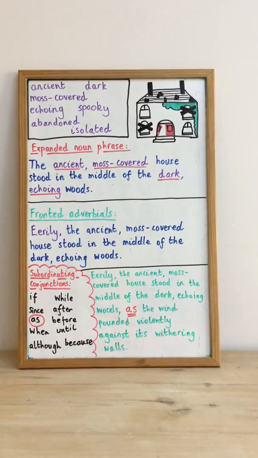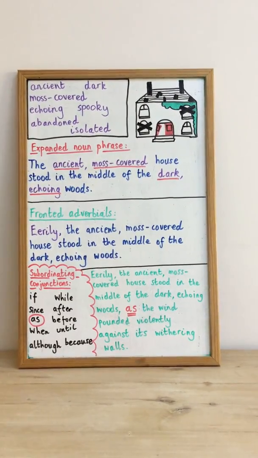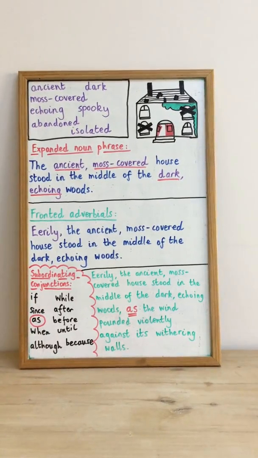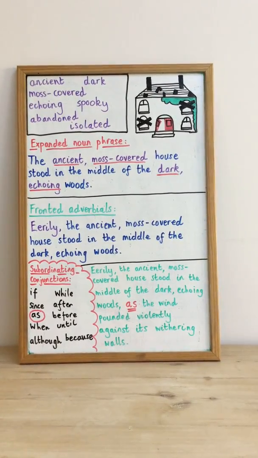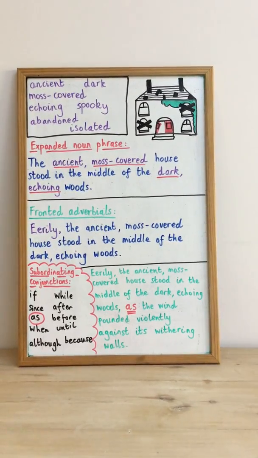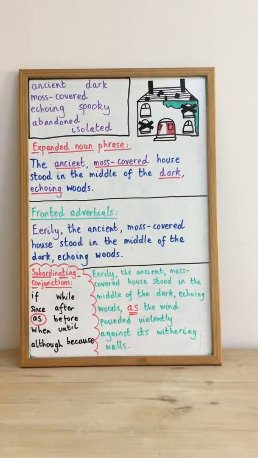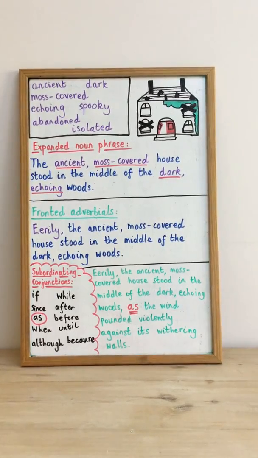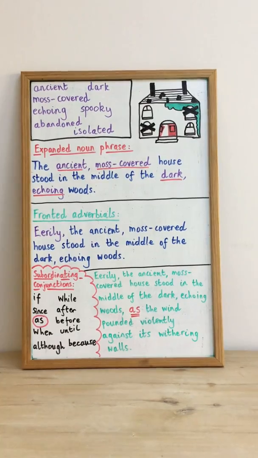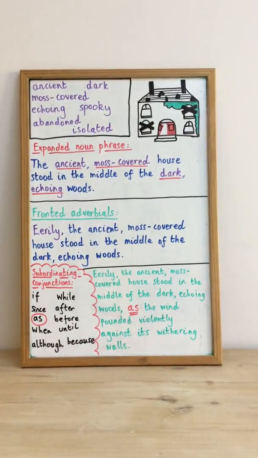Now, ancient and moss-covered are the adjectives I've used to describe the noun of the house. Notice I've used a comma between them, but I've also used two of my adjectives to describe another noun, the woods. I've said that they are dark and echoing. And notice again, I've used a comma between those adjectives.